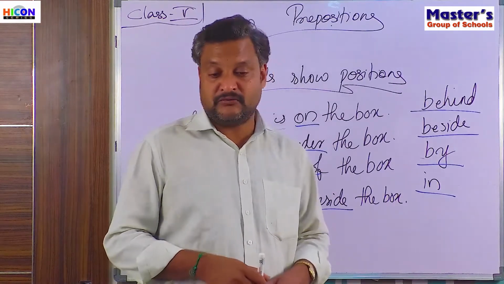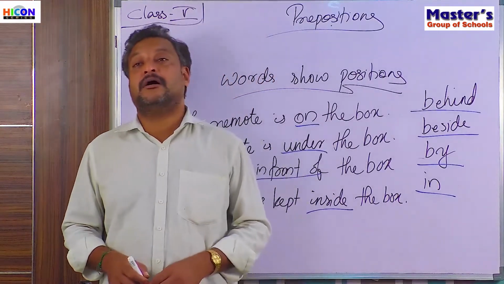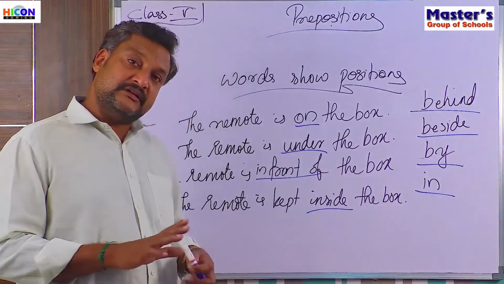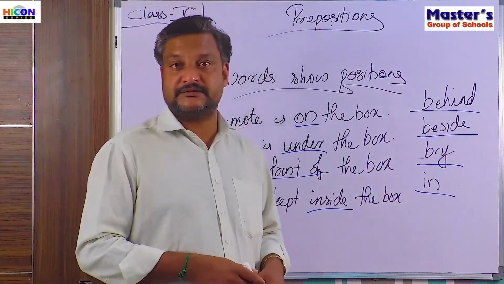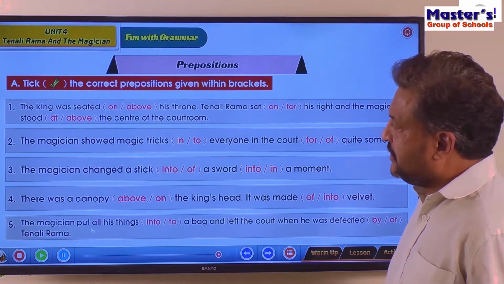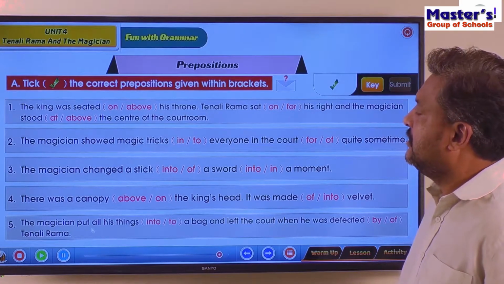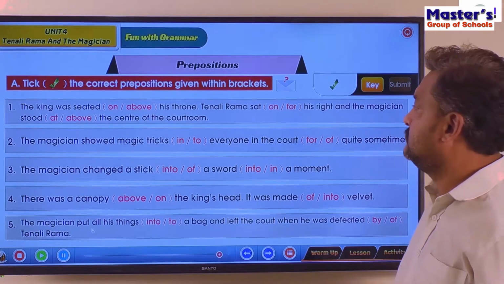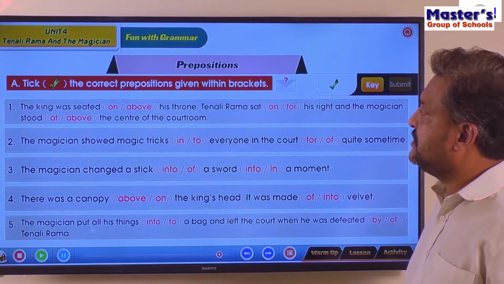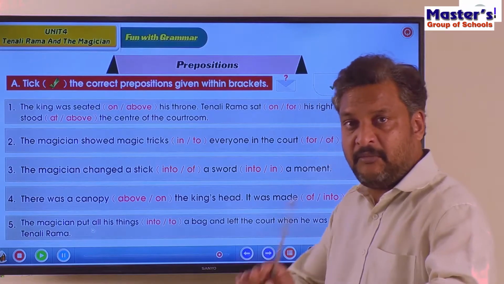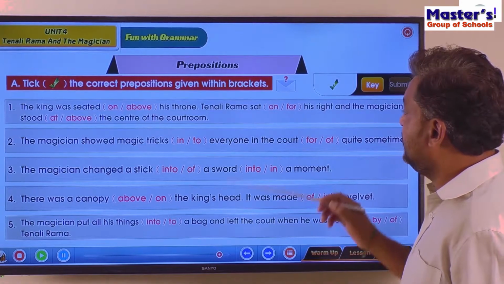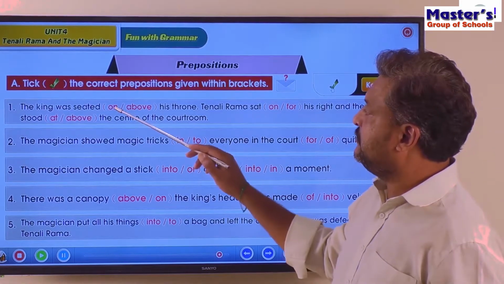So now we have got one or two exercises here, which are related to the usage of prepositions. We will do that first and then we will go on to the next one. Check the correct preposition given in the guidance. The king was seated on his throne. So what is the correct preposition here? On means on top of. Above means there's a gap, distance, isn't it? So we will drag the tick mark and keep it on.